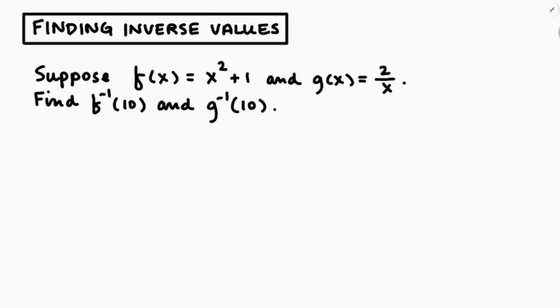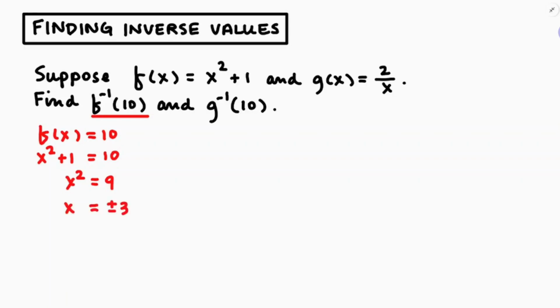So if f of x is x squared plus 1 and g of x is 2 over x, we're going to find f inverse of 10 and g inverse of 10. So when we see f inverse of 10, we're going to set f of x equal to 10 and start solving. So I'm going to get x equals plus or minus 3. And x is f inverse of y, so f inverse of 10 is equal to negative 3 and 3.